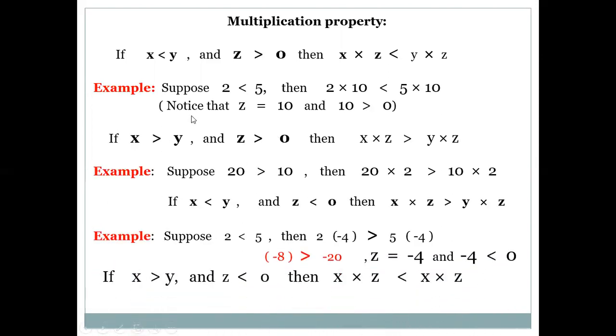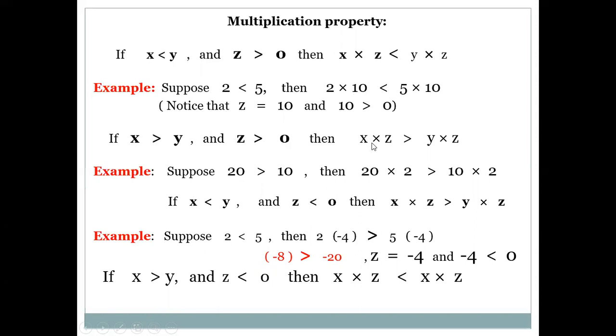Notice that z is equal to 10 and 10 is greater than 0. If x is greater than y and z is greater than 0, then x multiplied by z is greater than y multiplied by z. The same thing happens on the greater than side. If the less than sign is given, the sign of inequality will remain the same in multiplication, and if the greater than sign is given, it will remain the same when the number is greater than 0, a positive number.